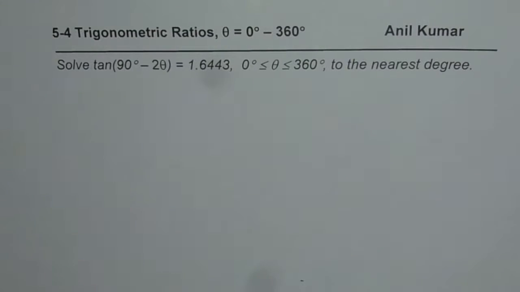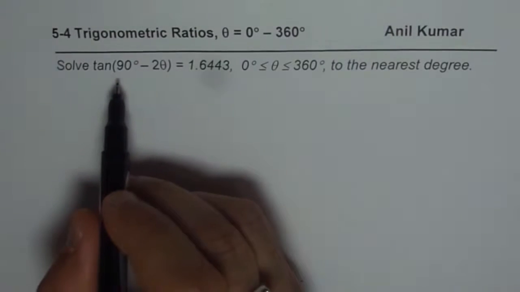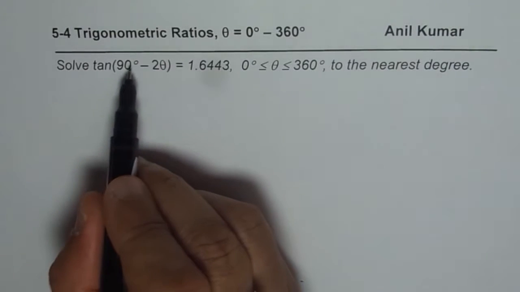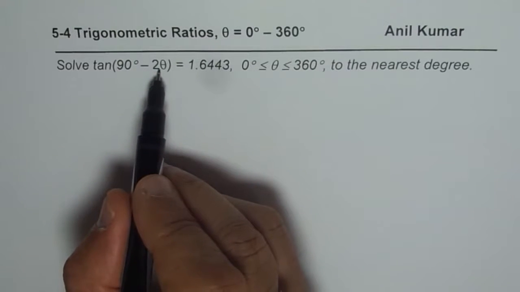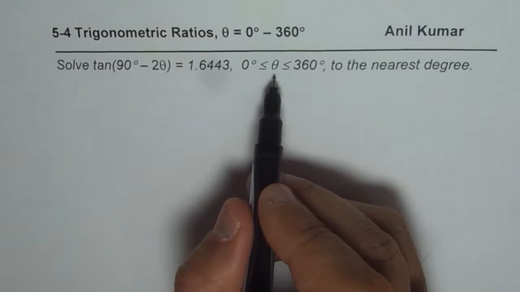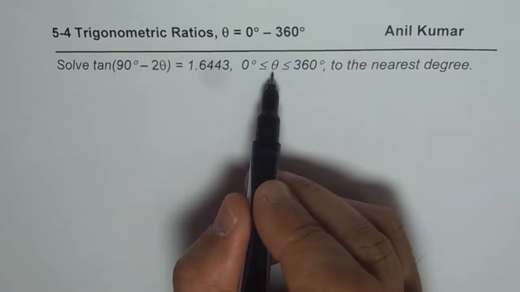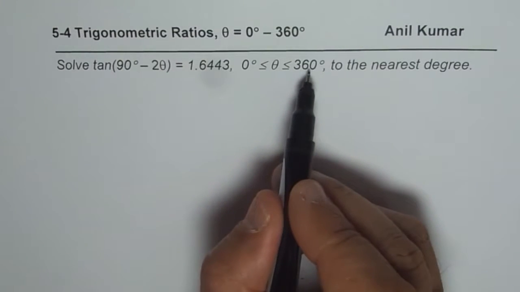I'd like you to pause the video, answer this question, and then look into my suggestion. It is probably one of the most difficult questions to answer in this set of videos. Now here, what you notice is that we are interested in tan of 90 degrees minus 2 theta. But what we are given here is a domain for theta, and theta is between 0 to 360 degrees.